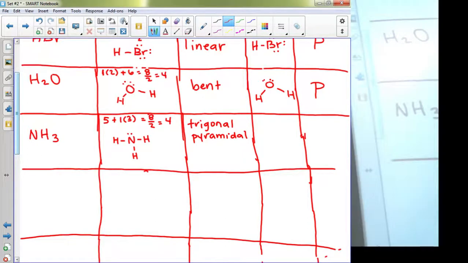So if I was going to draw this, I've got the nitrogen. I'm going to show one of the hydrogens coming out, and 2 of the hydrogens are what? Coming back. And then you can show the lone pair or you cannot show the lone pair. Polar or non-polar? Polar.